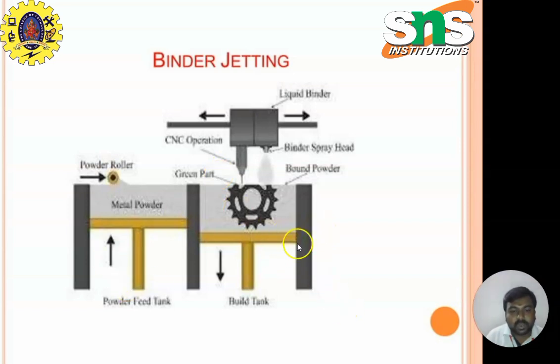So there are two tanks. One is the powder feed tank. It is filled with the metal powder raw material. Then the build tank. In the build tank, after the layers are formed, it moves from up to down.